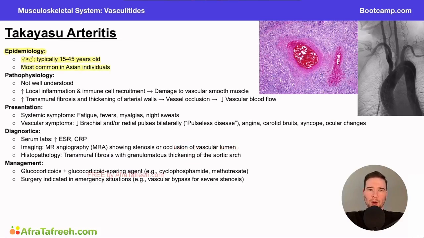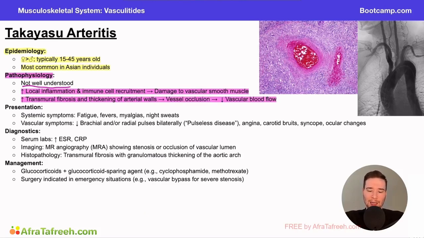Very often in board-style questions, they give you patient-related information or demographic factors because it's important to answer the question. It's important to think about who's most likely to have various conditions, even though anybody can present with them in real life. When we think about the pathophysiology here, it's really not well understood at this point, but the leading theories have to do with the fact that local inflammation leads to immune cell recruitment, which damages the vascular smooth muscles. This ultimately leads to transmural fibrosis and thickening of the arterial walls, which can lead to vessel occlusion, decreasing vascular blood flow, which in the end can lead to ischemia or organ damage.